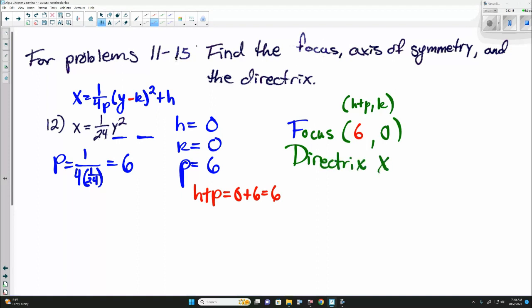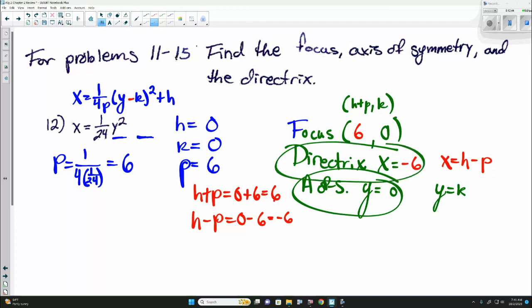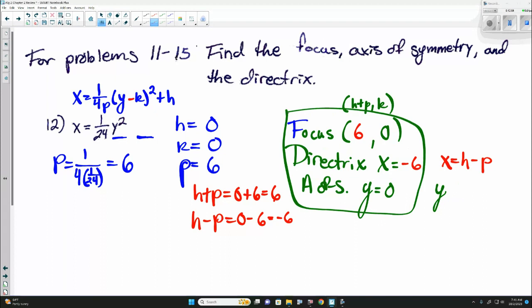Directrix. X equals, well, in the general form, it's x equals h minus p. So we need to calculate h minus p, which would be 0 minus 6, telling us the equation is x equals negative 6. Our axis of symmetry, well, in the general form, it's y equals k. So in this case, it's y equals 0. And those are the 3 pieces of information we need. Really, we can just say box it instead of circling each one.